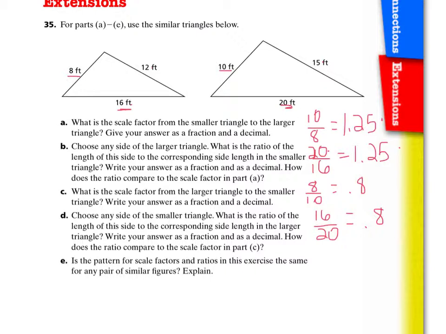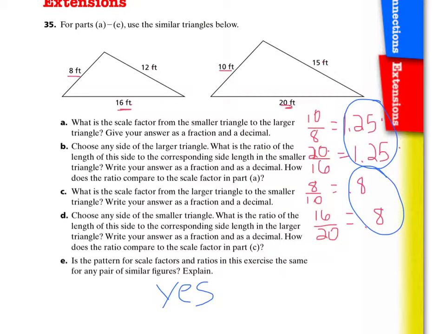Okay, so E says, is the pattern for scale factors and ratios in this exercise the same for any pair of similar figures? Okay, so my answer would be, just by looking at our evidence here, yes. Okay, so explain. So that's going to be true in general. The scale factor tells by what factor each side is enlarged or reduced, so the ratio of corresponding sides is going to be measuring the same, as in this case and in this case.